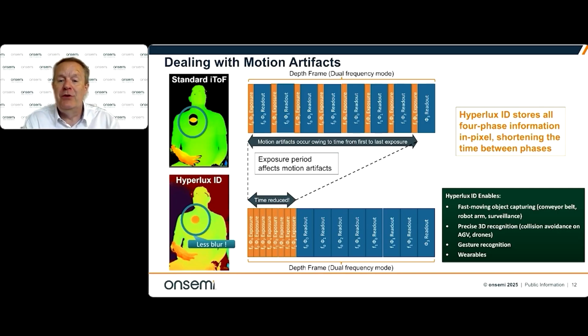So why is this important? It enables fast-moving object capture. So conveyor belts, robot arms, surveillance, all these applications that have fast-moving objects, this becomes really important in making sure that you have accurate, less blurred objects in recognition. Things like gesture control as well. Gesture is very important. So for applications where gesture is needed, there's a lot of blurring, a lot of fast movements. And in wearables, there's lots of fast movements. So this is overcoming the challenge with Hyperlux ID.